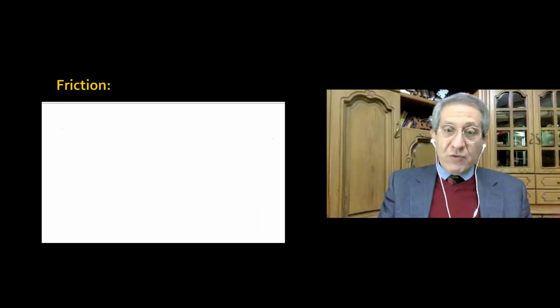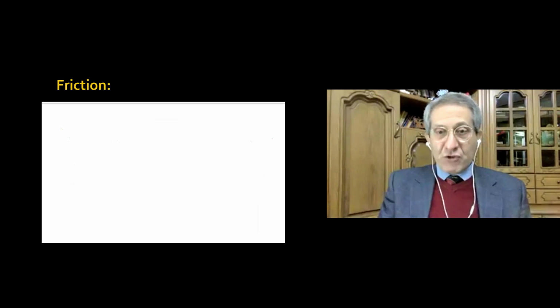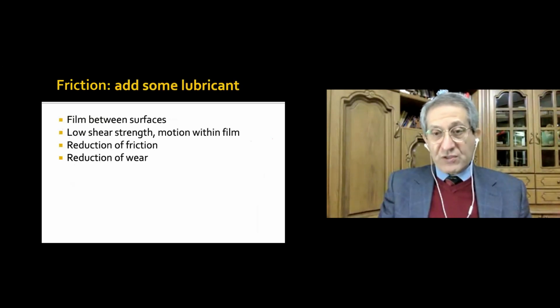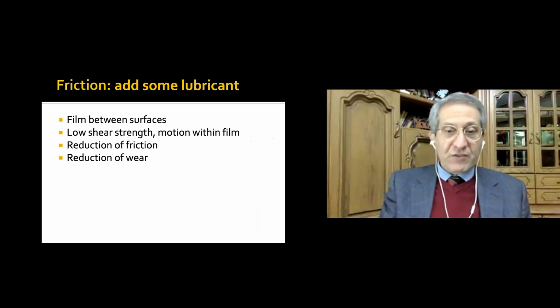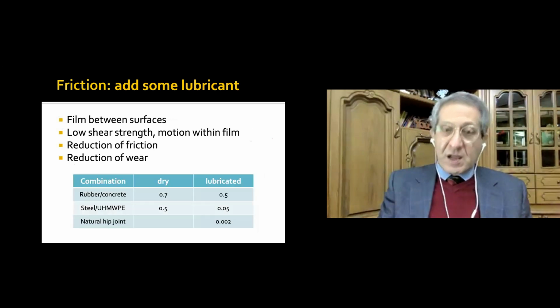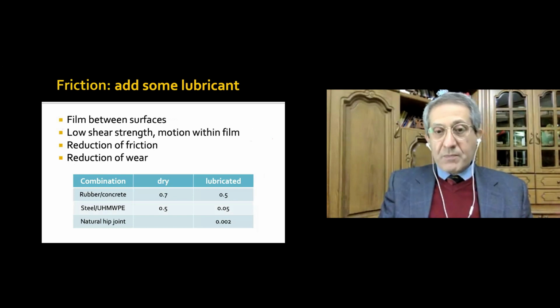We have so far considered the principles of dry friction. The addition of a fluid between the two surfaces with its low shear strength results in motion within the film, hence reducing friction and wear. We have all experienced how the car tires on the first row skid on a wet ground or a wet road during rain.